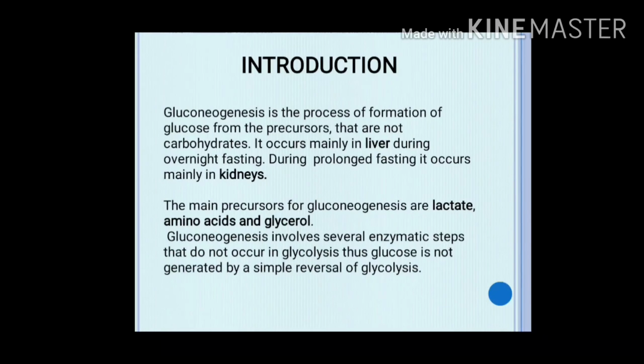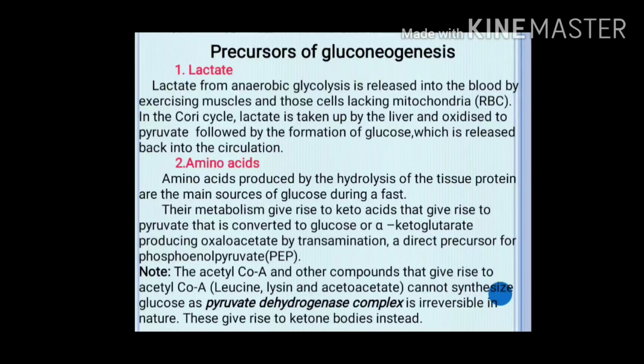Gluconeogenesis involves several enzymatic steps which do not occur in glycolysis. Thus, glucose is not generated by simple reversal of glycolysis. There are three such regulatory steps in gluconeogenesis which are not the reverse of glycolysis. Apart from this, other reactions are reversible in nature. So let's discuss the precursors of gluconeogenesis.